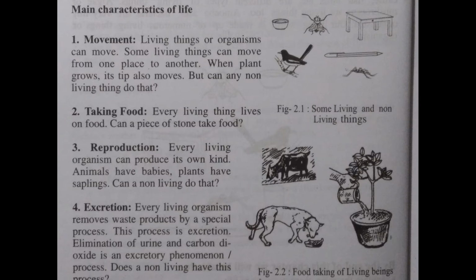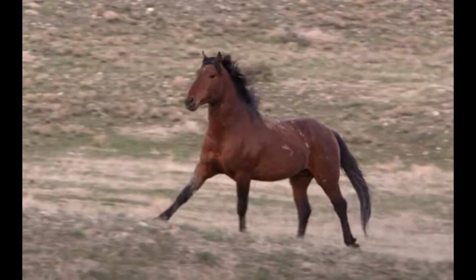On the other hand, brick, stone, air, utensils, etc. are lifeless. Therefore, these are non-living things. Main characteristics of life. Number 1. Movement. A living thing, an organism can move. They can change their place from one place to another.